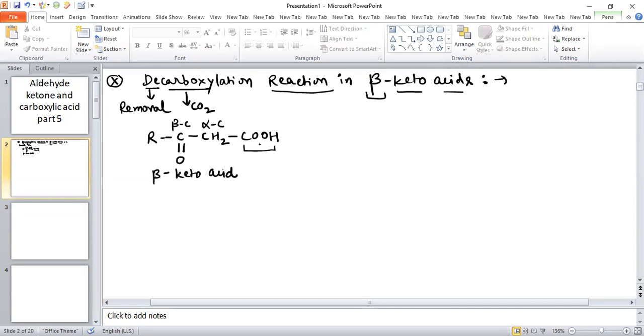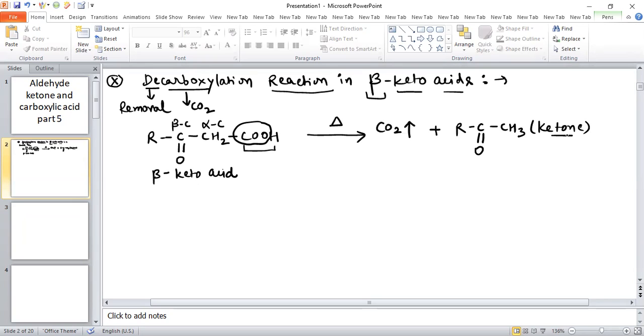Now see what happens in this case. In beta keto acid, when we simply heat, then this CO2 gas will be released, and it will form R, C double bond O, CH3. So ketone is obtained as the product in this case.